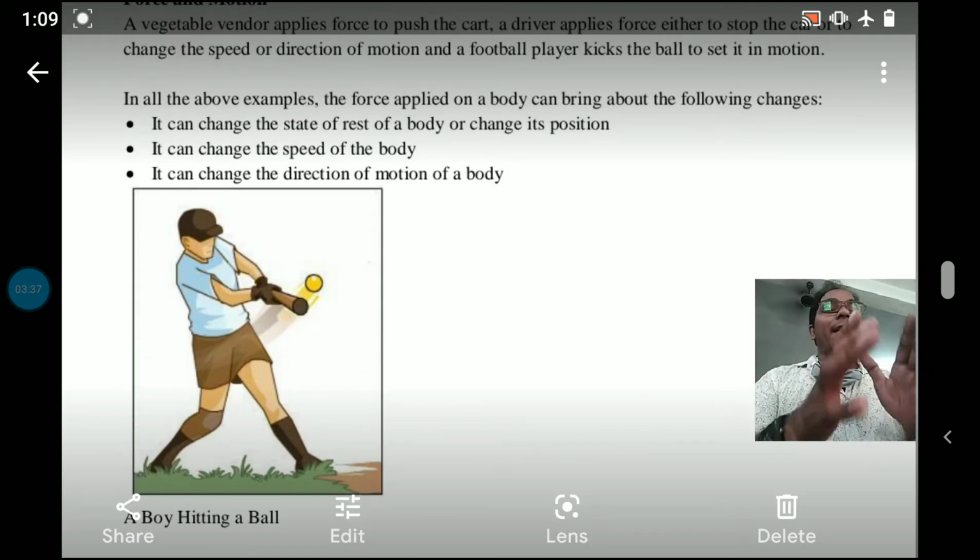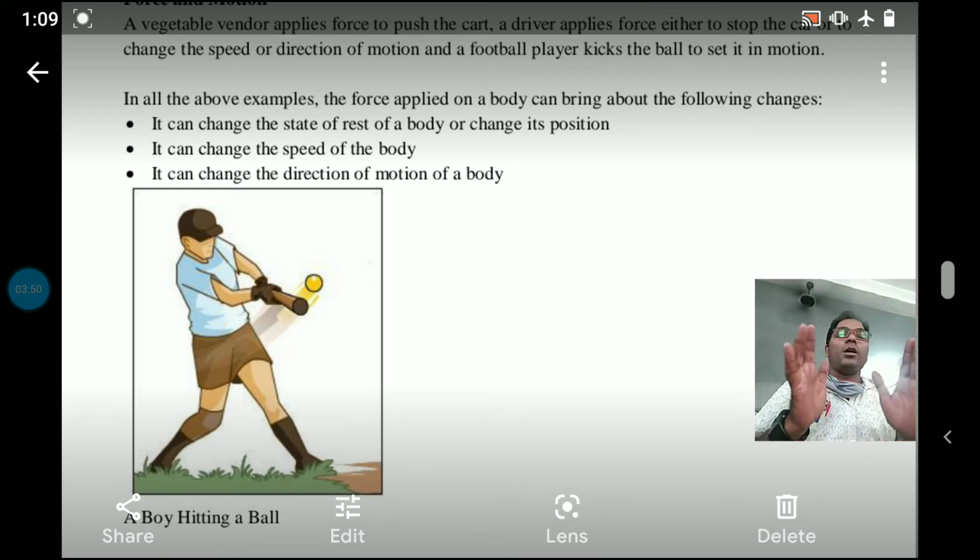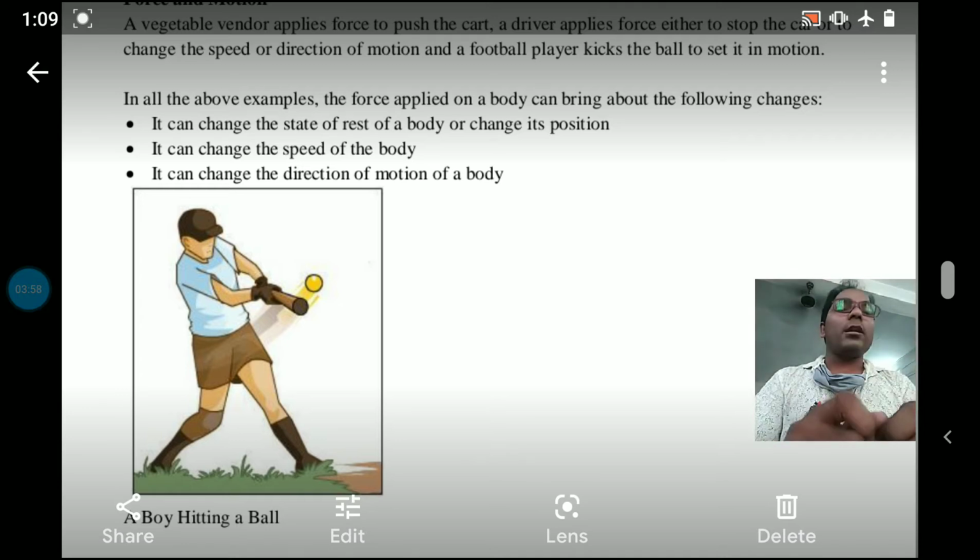A force can change the shape and size of a body. If you have a ball and you apply force, then the shape and size of the ball will change. So the force can change the shape and size of a body. Next point, one more point you can write down.